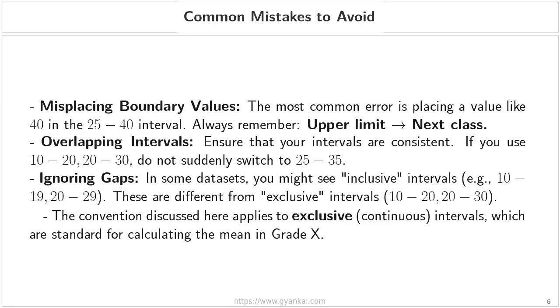In some datasets, you might encounter what we call inclusive intervals, where you see ranges like 10 to 19 and then 20 to 29. These are structurally different from the exclusive intervals we have been practicing, such as 10 to 20 and 20 to 30. I want to emphasize that the convention we have learned today, where the upper limit moves to the next group, applies specifically to these exclusive or continuous intervals. This is the standard method you will be using for calculating the mean in grade 10.